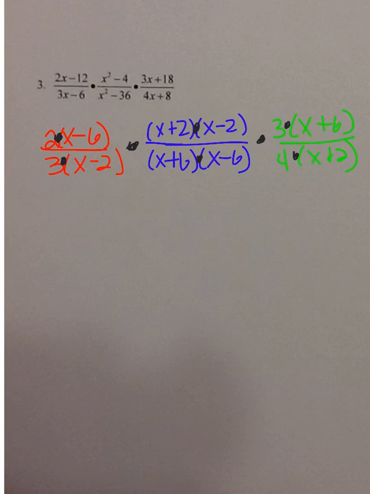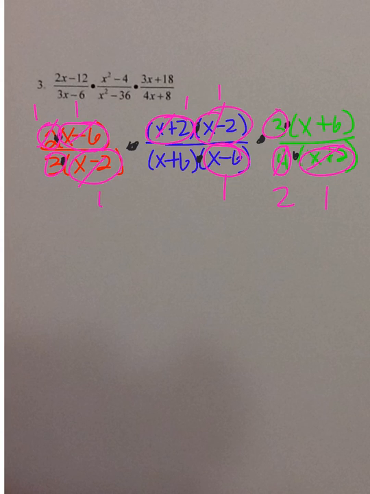All right, so now we're going to reduce. Remember, start in the numerator, work from left to right. So I have a 2 here. 2 and 4 reduce to 1 and 2. X minus 6 reduces with x minus 6. That reduces to 1 and 1. X plus 2 and x plus 2 reduce to 1 and 1. X minus 2 and x minus 2 reduce to 1 and 1. 3 and 3 reduce to 1 and 1. And x plus 6 and x plus 6 reduce to 1 and 1. So my answer is just 1.